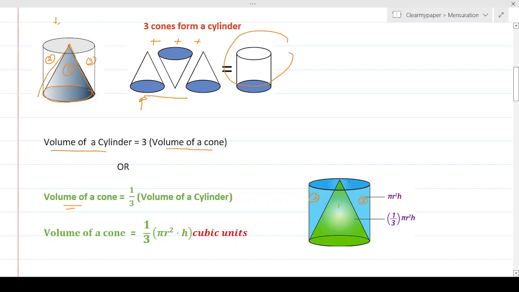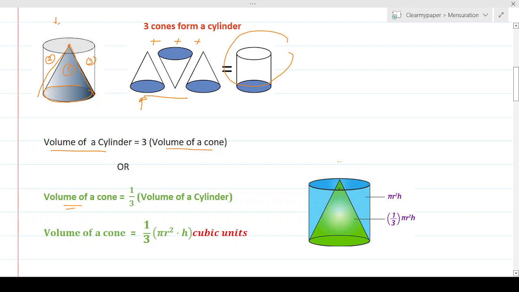So one cone is in this direction, and the other 2 cones are in this direction with the vertex down, something of that sort. And if you look at this figure, what you can think is, okay, if I want to calculate the volume of a cone, and I know that it's going to be 1/3 of a cylinder, you can think about the cone inside a cylinder.